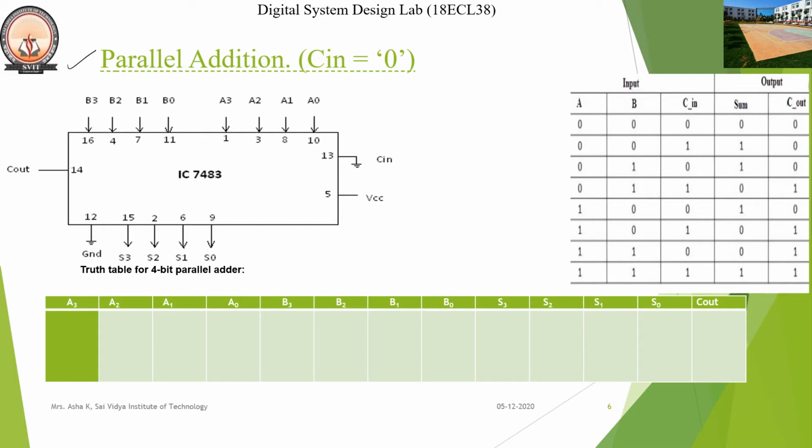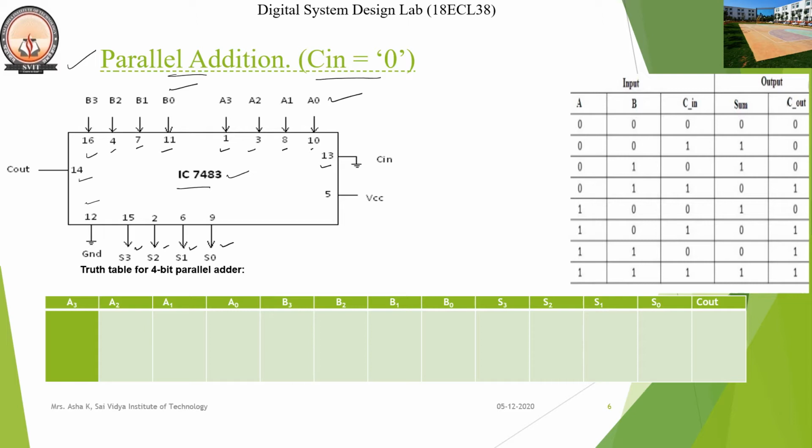Parallel addition. Now we will analyze the parallel adder when the C in input is equal to 0. As we have already learned the IC 7483 pin configuration, now we connect the A inputs A3, A2, A1, A0 and B inputs B3, B2, B1, B0 to the parallel adder integrated circuit 7483. This produces the output S3, S2, S1, S0. VCC is pin number 5, C out is pin number 14 and C in is pin number 13. Ground is connected to pin number 12. The A inputs are connected to pin numbers 1, 3, 8, 10 and the B inputs are connected to pin numbers 16, 4, 7 and 11.